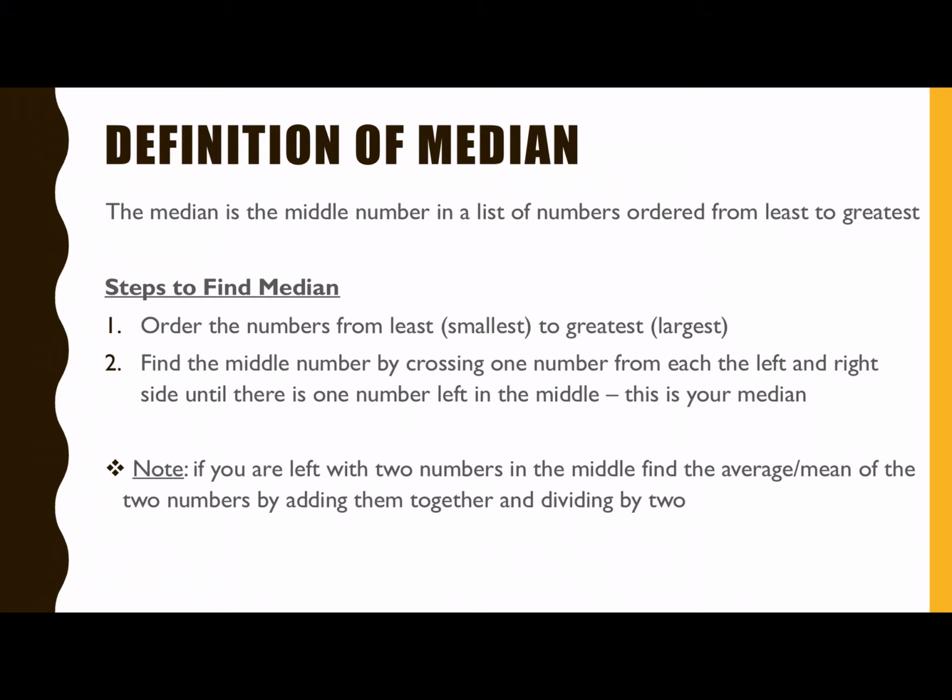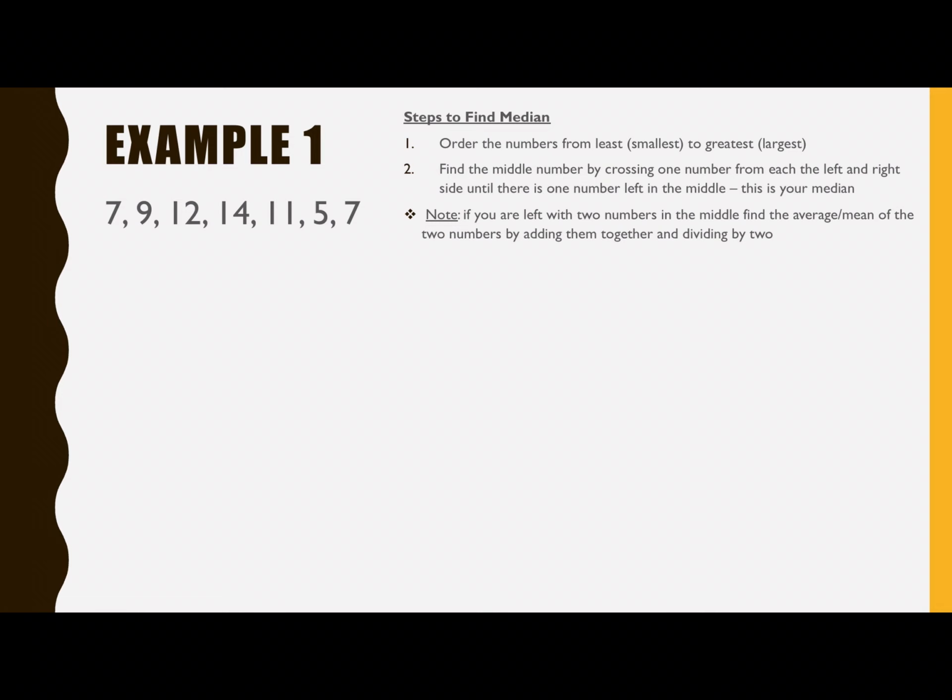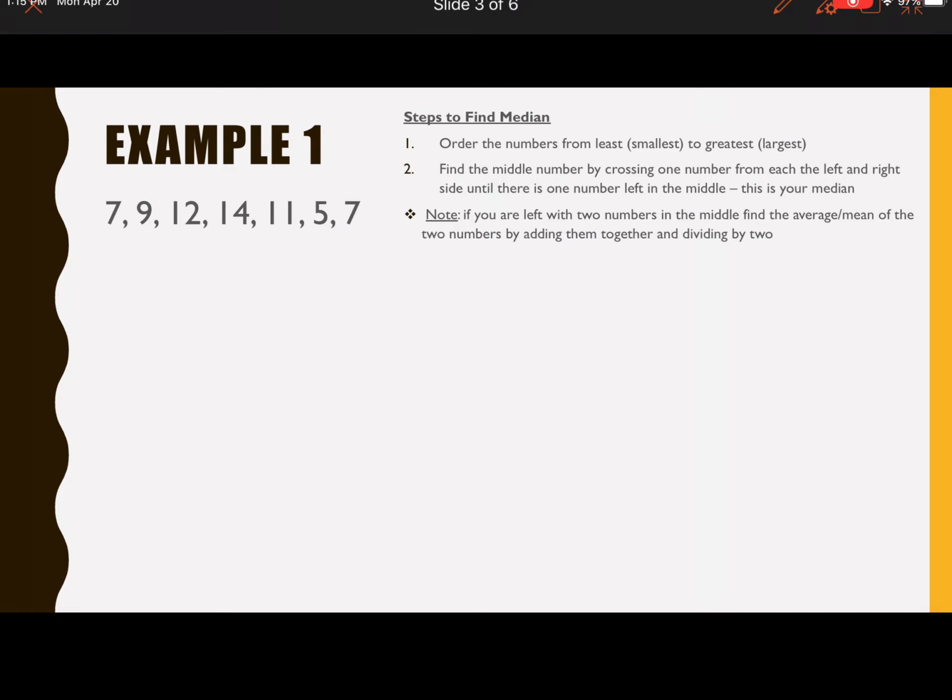So there are two situations that can occur. Either one number in the middle, that's your median, or two numbers in the middle. You average those together and divide by 2 to get your median. So let's look at an example together. So example 1, we have this set of data. So 7, 9, 12, 14, 11, 5, and 7.